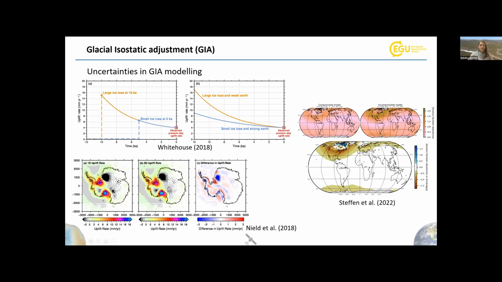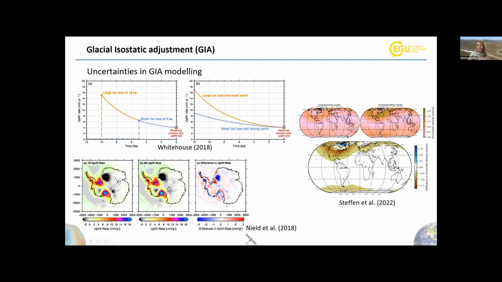In addition, if we have the 1D uplift rate versus a 3D uplift rate, this means that 1D is a homogeneous Earth model with only variations with depth, while a 3D model is a laterally heterogeneous Earth model, way more realistic, including seismological observations. We see that there is a difference in the uplift rate, and we have to explain the uplift rate that we observe, of course, with 3D Earth models.